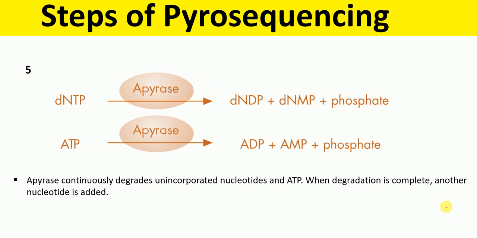In the next step, we have another enzyme that is called apyrase, and this apyrase is a nucleotide degrading enzyme. It continuously degrades unincorporated nucleotides. For example here, dNTP which is unincorporated will be degraded by apyrase into dNDP, dNMP plus phosphate. Also this apyrase degrades ATP into ADP, AMP and phosphate. When degradation is complete, another nucleotide is added.